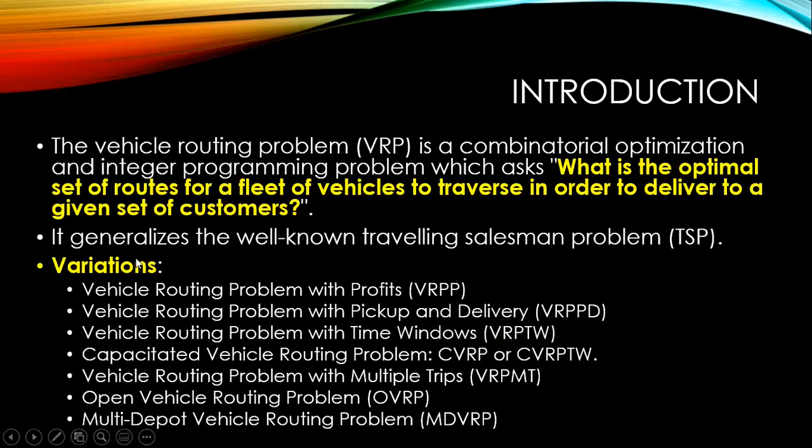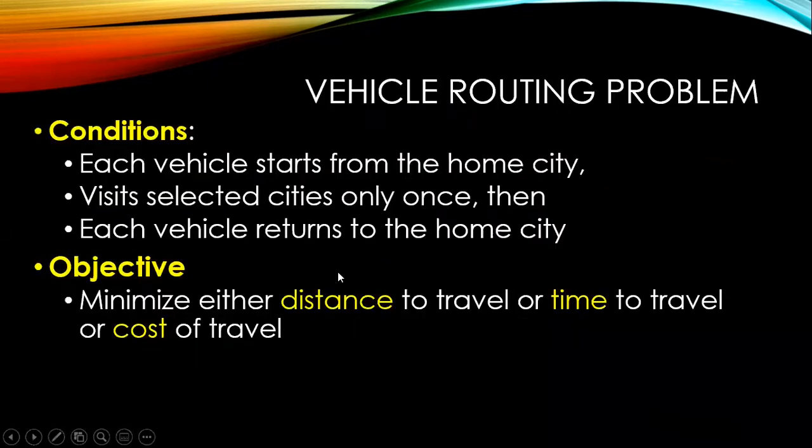There are many variations of the vehicle routing problem, which include vehicle routing problem with profits, vehicle routing problem with pickup and delivery, vehicle routing problem with time windows, capacitated vehicle routing problem, vehicle routing problem with multiple trips, open vehicle routing problem, and multi-depot vehicle routing problem.